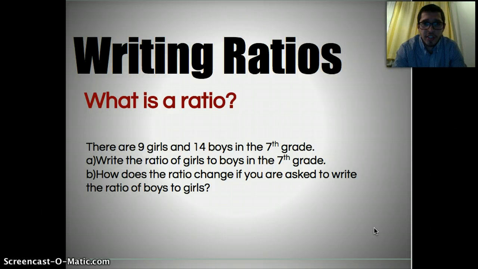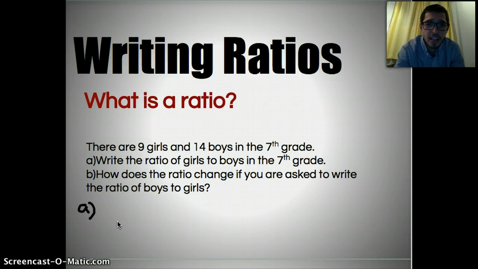So writing ratios, what is a ratio? There are 9 girls and 14 boys in the 7th grade. A. Write the ratio of the girls to boys in the 7th grade. And B. How does this ratio change if you're asked to write the ratio of boys to girls? So let's take this one step at a time.